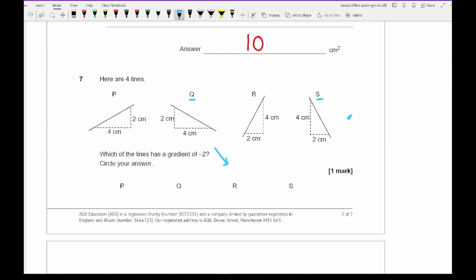Now, the next thing is to actually work out the value of the gradient. So the gradient is the distance up or down divided by the distance across. So looking at line Q, that's going to be 2/4, which is a half. So that number doesn't match up. Whereas with S, it's going to be 4/2, which is 2. And again, both of those are going to be negative because the line's going down. So the correct answer is S.